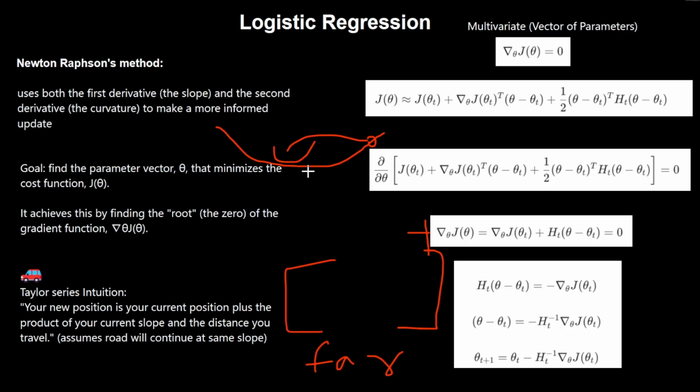The key difference from gradient descent, which only uses the gradient to determine the direction, is that the Newton-Raphson method uses the inverse of the Hessian matrix to also determine the most efficient step size, allowing it to converge much faster. So this is the overview of this method.